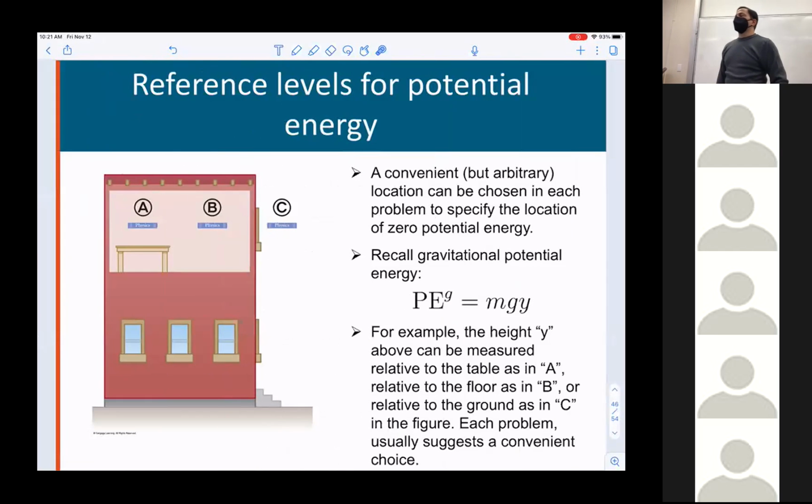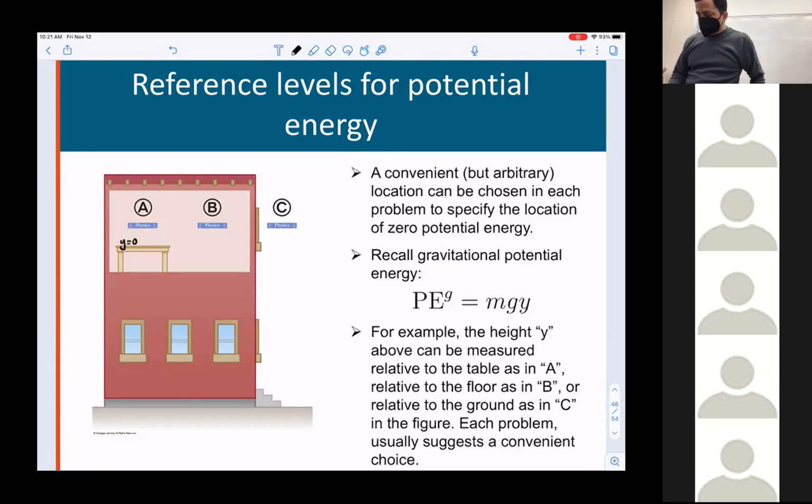No, I'm saying in any given problem, pick where your y equaling 0 is. Then the potential energy of all the objects will be defined relative to that y equaling 0. And then you just stick with that convention. So you could say, for example, here is my y equaling 0. Apply that to C or B.